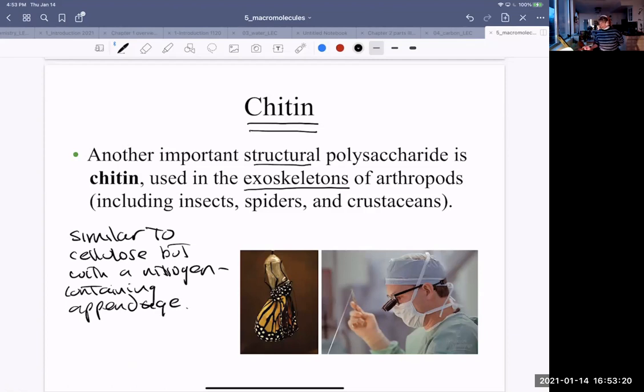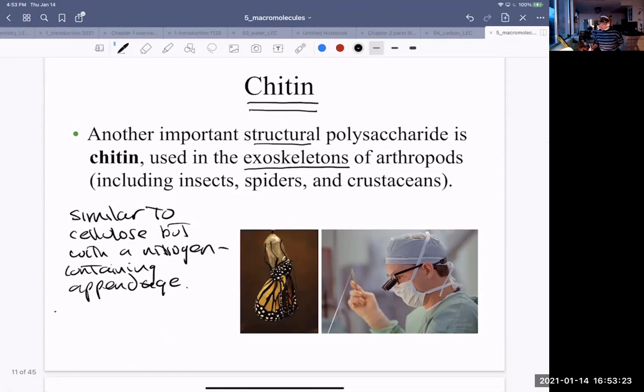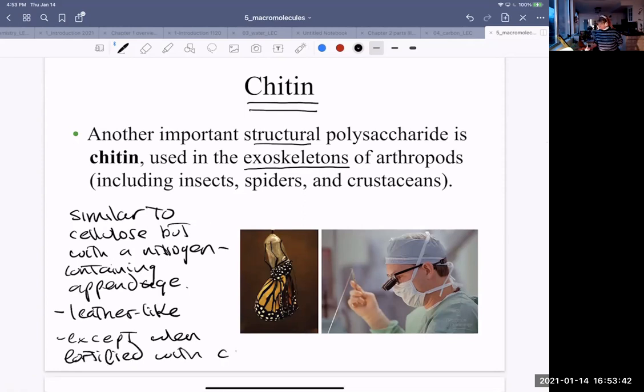And usually chitin has a leather-like feel to it. It's a bit flexible, except when fortified by calcium carbonate. And then it becomes a hard shell. And you find chitin also in the walls of fungi.